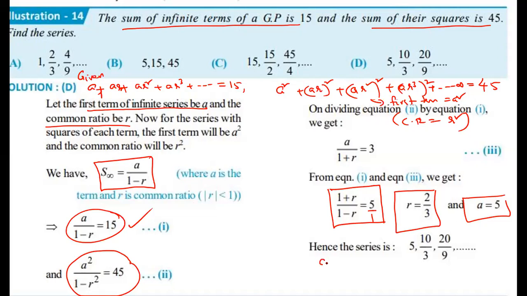So the required sequence is A, AR, AR square and so on. After you put this value, what is the first term? 5. What is the second one? 5 into 2 by 3 means what? Anyone? That is 10 by 3. Then 4 by 9 into 5, that means how much? 20 by 9. And so on, infinity. So what is the option? Option D.